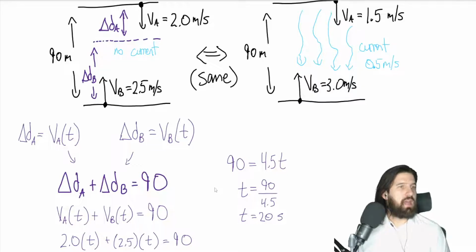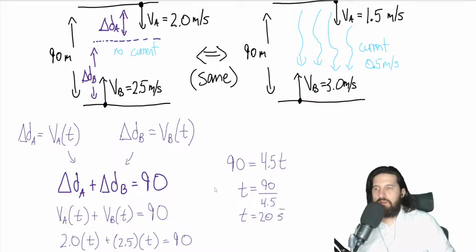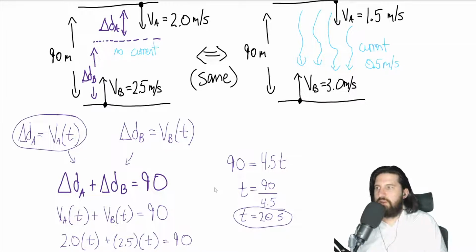And then they ask you, what distance has rower A covered? Right? So rower A has covered, well, 20 seconds of, like, that is what they're asking you for, right? And so we now have everything we need, right?